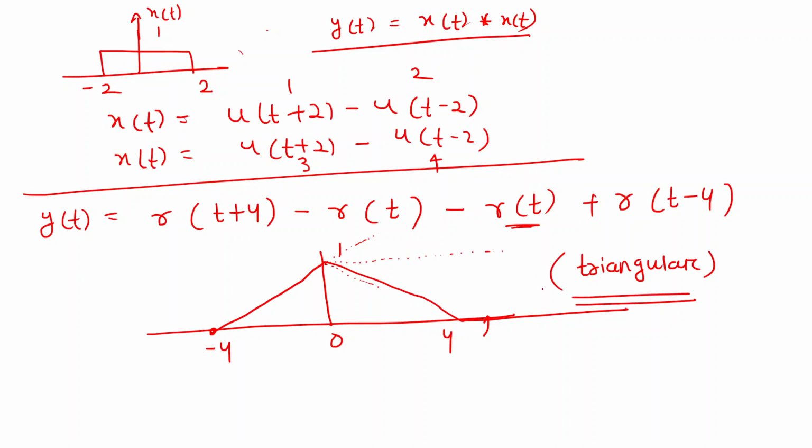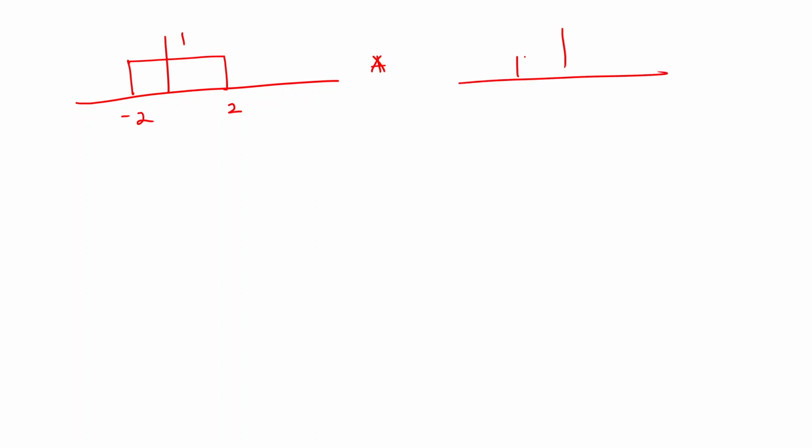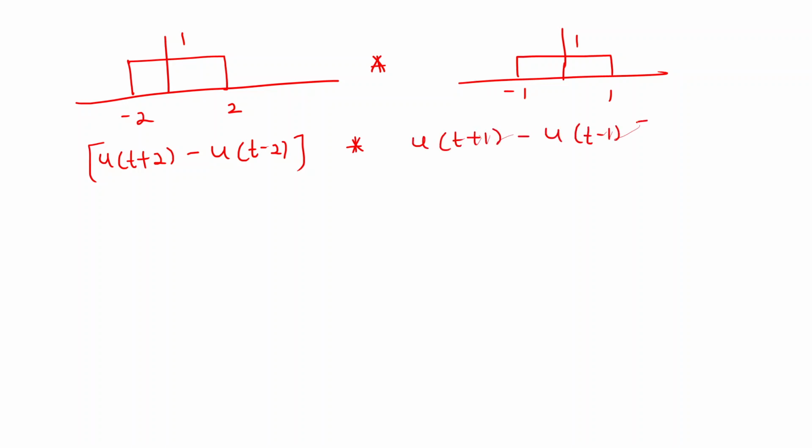But if I change the question, let me change the question. Same signal is there, minus 2 to 2, but it is now convolved with minus 1 to 1. Now tell me, sir, what is the answer? Be fast. This will be u of t plus 2 minus u of t minus 2, right? Convolution with u of t plus 1 minus u of t minus 1, right, sir?